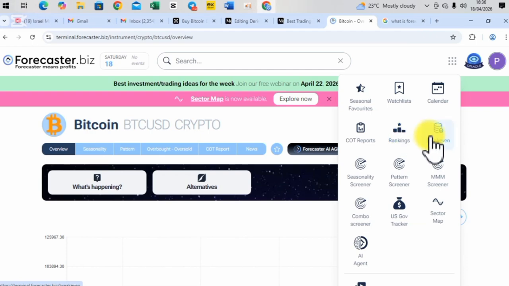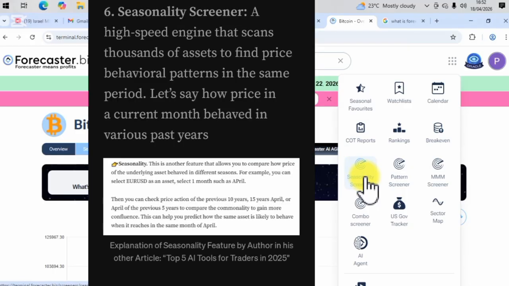And when we go to break even, it's a precision risk management engine that protects your psychological capital by calculating your mathematical safety zones. And when we go to the seasonality screener, this is the sweet spot. The seasonality screener is a high-speed engine that scans thousands of assets to find price behavioral patterns in the same period.